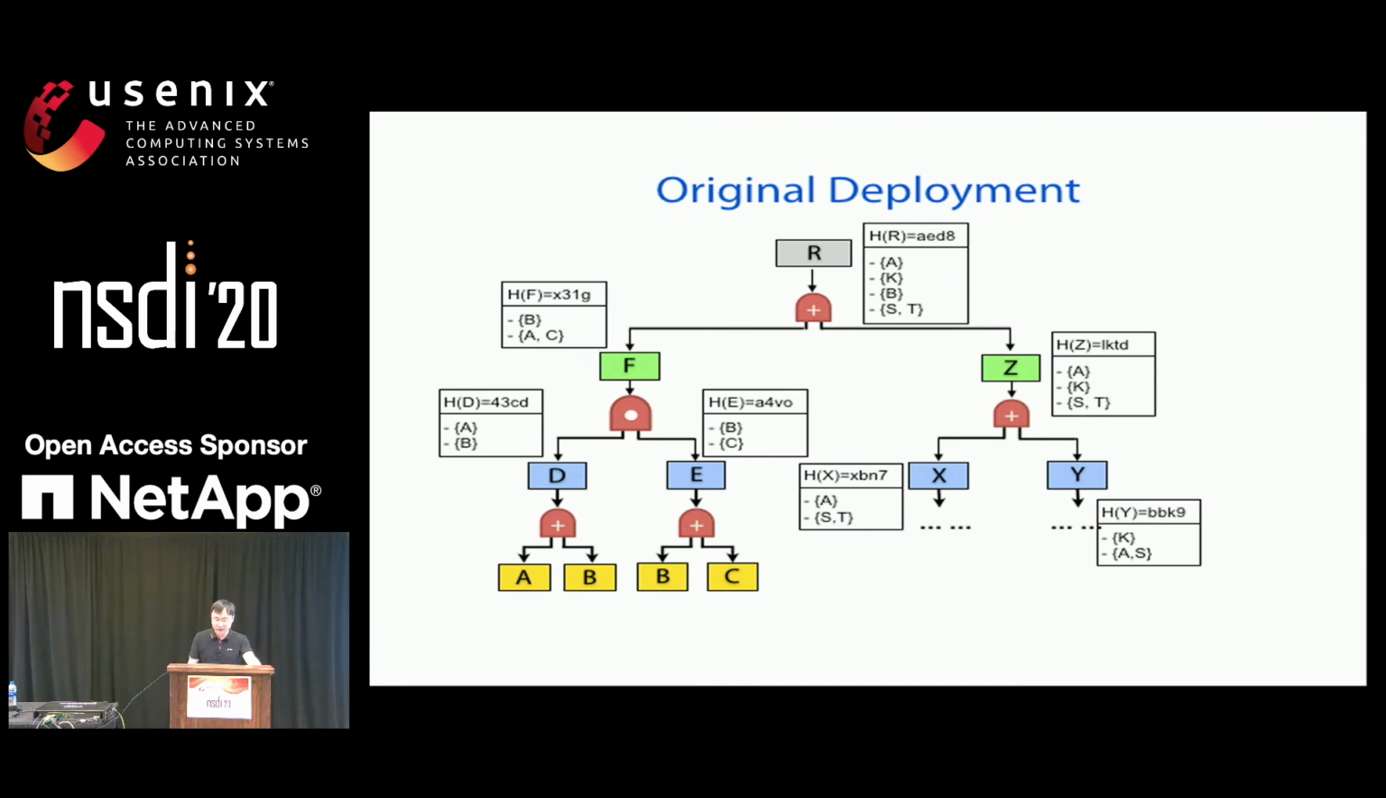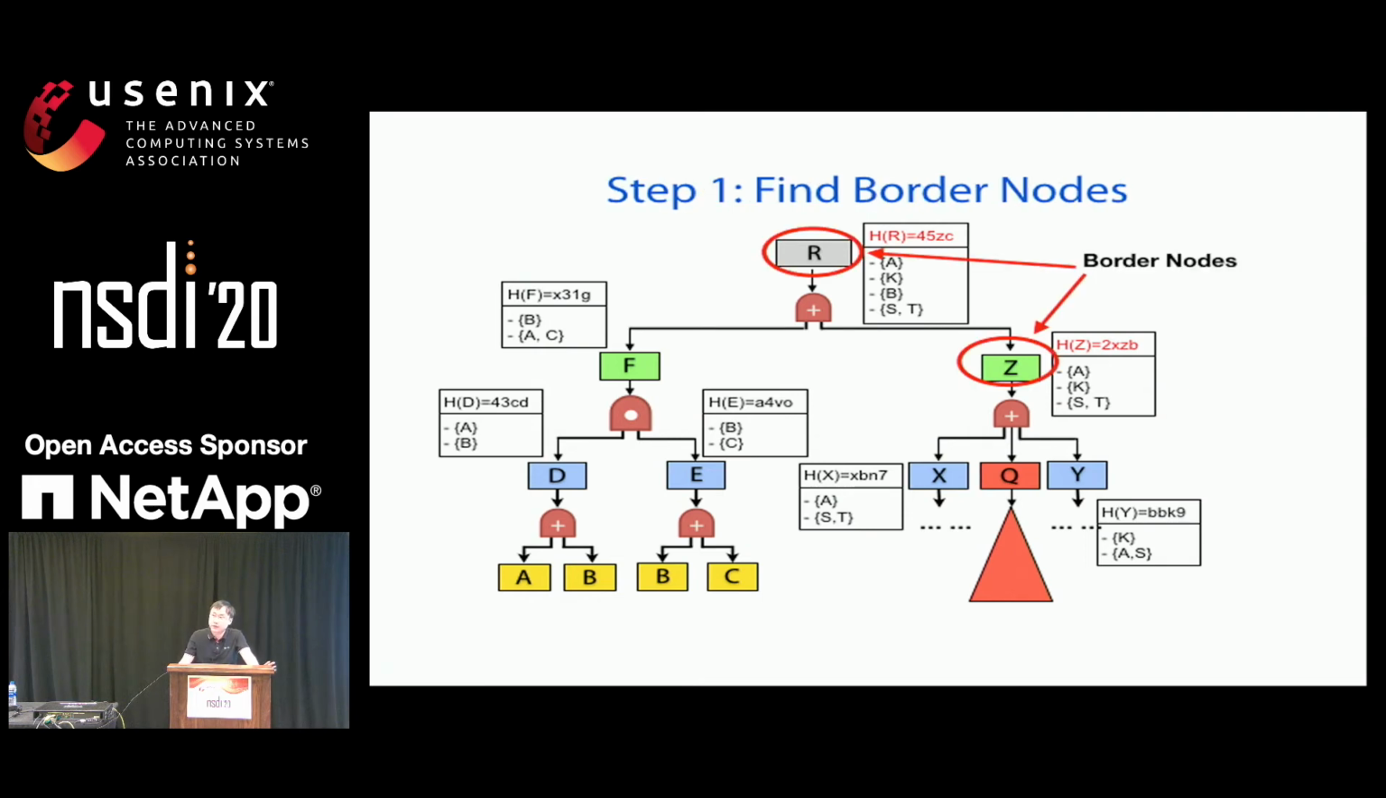Back to the running example, we already have this cache, and suppose Z is updated, and a new subgraph rooted by Q has been added underlying Z. Because we use a hash value for each node's key, this update affects Z, and its hash value has been changed. And of course, R's hash value is also changed. In this case, we want to find out the border nodes. Because R and Z's hash values are changed, the border nodes here are R and Z. And in the next step, we want to find out the risk groups of the node Q.